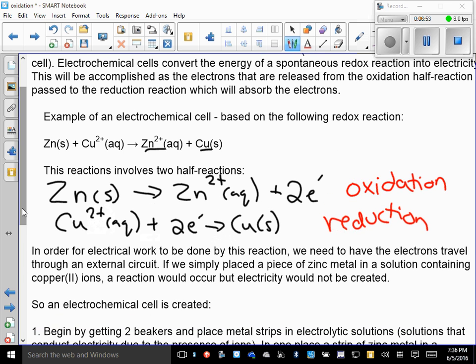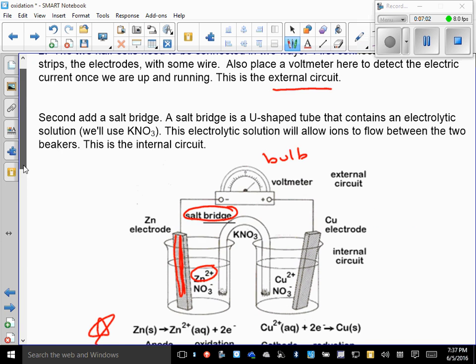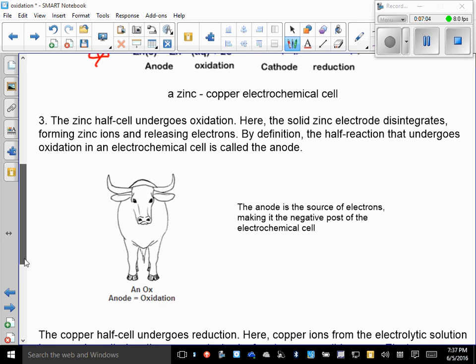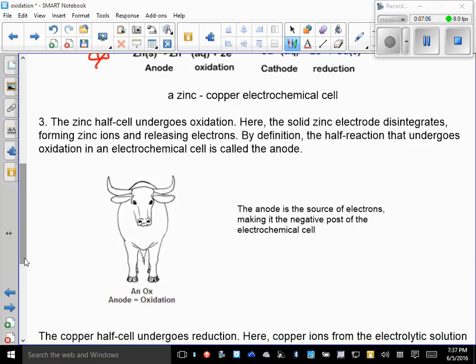Zinc releases electrons. Okay, every time we go from that solid zinc bar into the ions, we release 2 electrons. By definition, the half reaction that undergoes oxidation is called the anode. So this is something new we're learning. The half reaction that undergoes oxidation is called the anode. That's the fancy chemistry word we use to describe that. And we have a new way of remembering it, and that is anox.